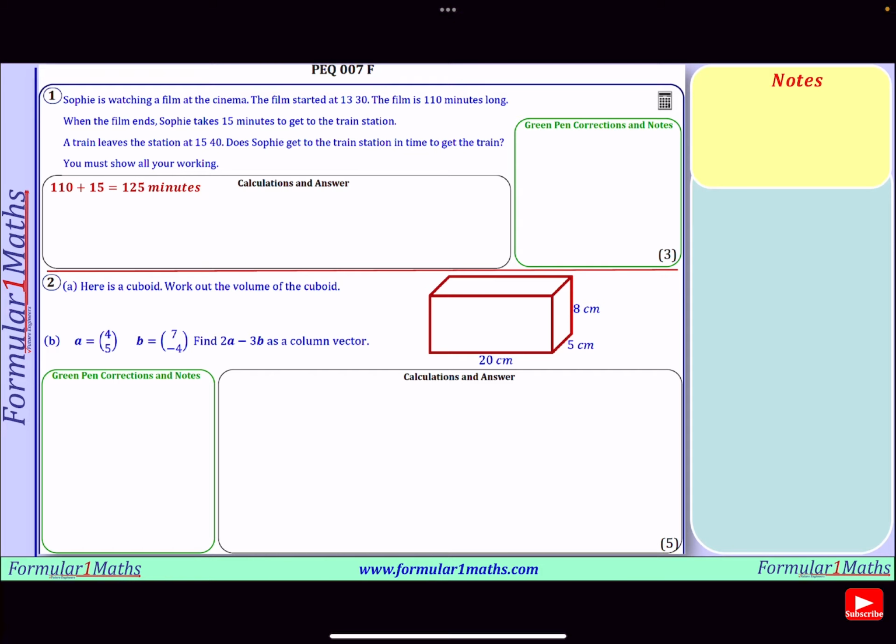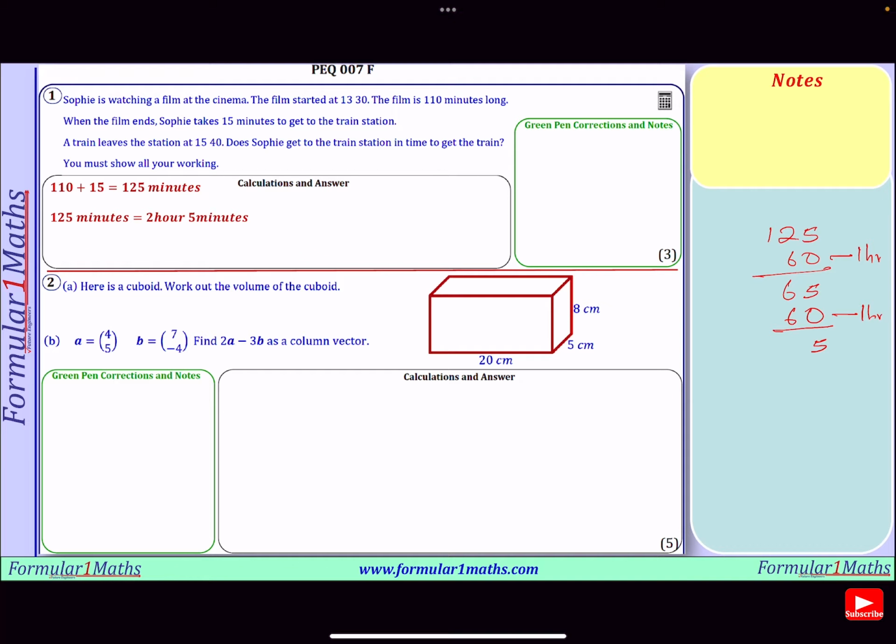So 125. If I take 60 from it, I will get 5 here and 6 here. So that is 1 hour. Let me take away 60 again. I'll get 5 left, and that's another hour. So it means 125 minutes is equivalent to 2 hours, 5 minutes. So it takes Sophie 2 hours and 5 minutes to watch the film and to get to the train station.